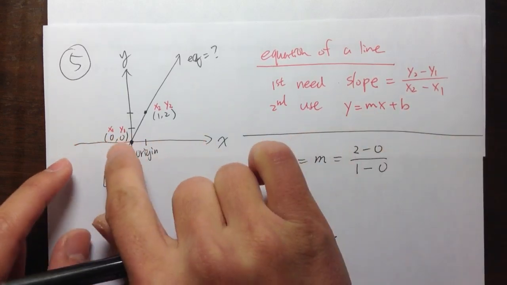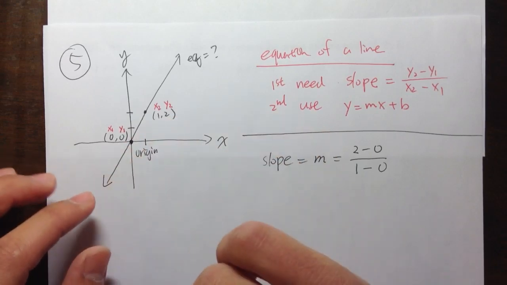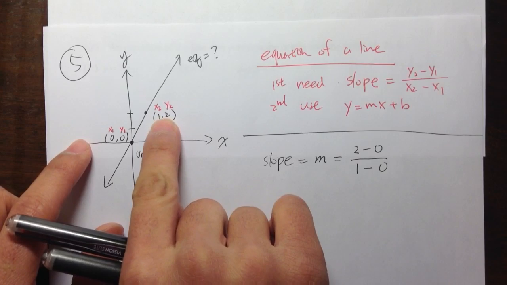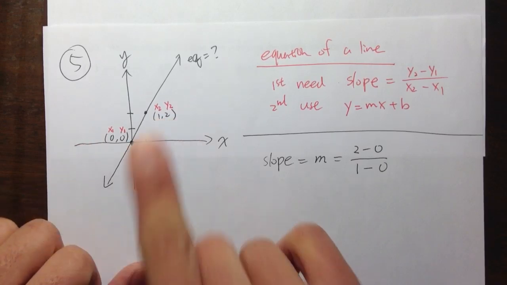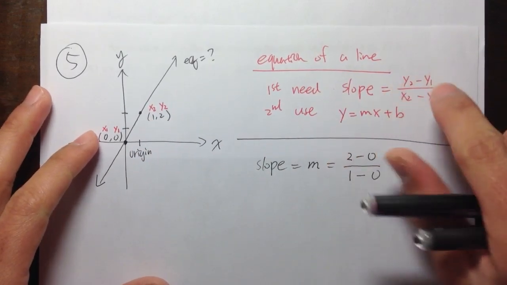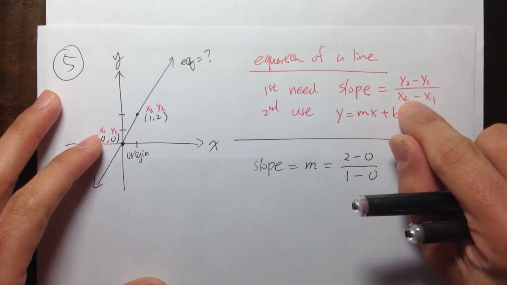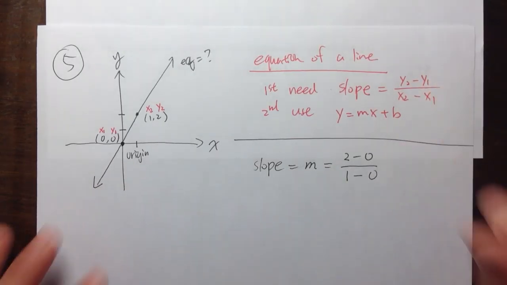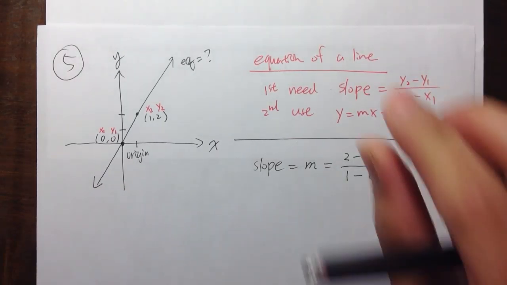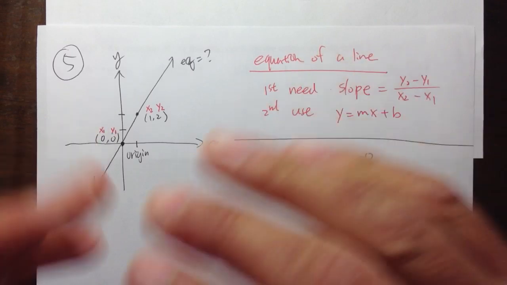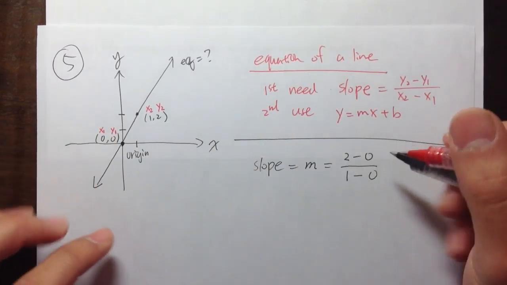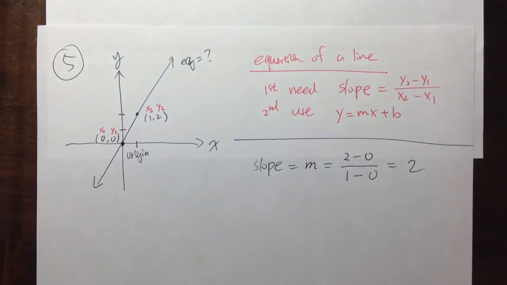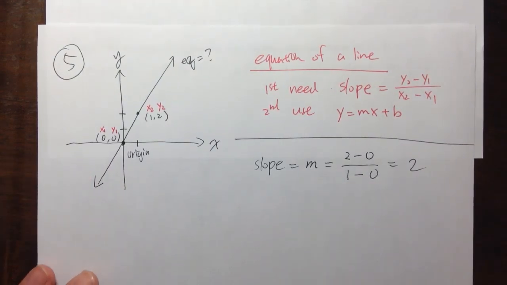It doesn't matter which one you call the first point or the second point. I just picked the origin to be (x1, y1). You could also say the other is (x1, y1). Doesn't matter. However, you just need to be consistent. You put the y2 and the x2 first, the 2's first, and then the 1's later. So that's the key: make sure that you subtract in the correct order. That's it. Okay, so we have 2 - 0 over 1. We have just 2. So we know the slope is equal to 2.